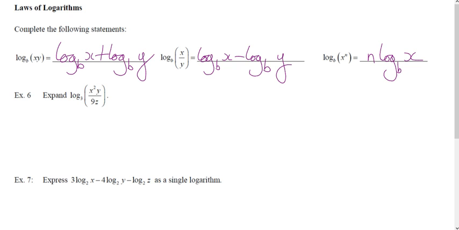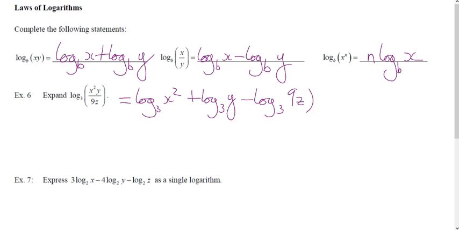And if you were to expand log base 3 of x squared y over 9z, then we just use these laws. So we say, all right, so that's going to be equal to log base 3 of x squared. What do we do with the y? Plus, because it's a multiply, right? So plus log base 3 of y. And what do we do with the 9z? So minus log base 3 of 9z. Okay, so that's a good starting step.